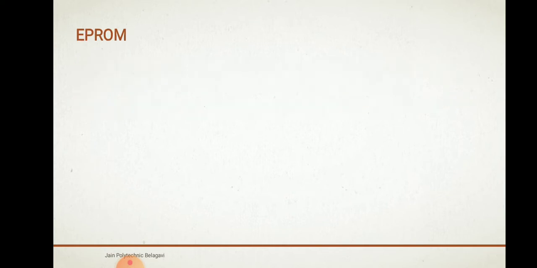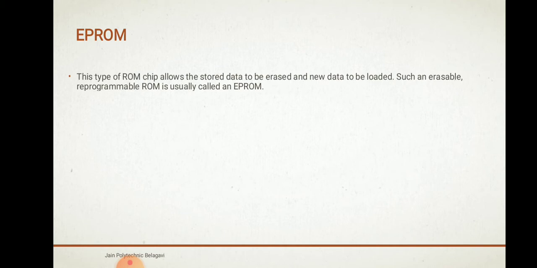Now let us go to the next type of ROM, which is EPROM. This type of ROM chip allows stored data to be erased and new data to be loaded. This is one of the features. So if there is a large amount of data that is to be erased, that can be done in this ROM chip, that is, old data can be erased and new data can be loaded. Such an erasable, reprogrammable ROM is usually called an EPROM. That is, EPROM stands for erasable programmable ROM, reprogrammable ROM.